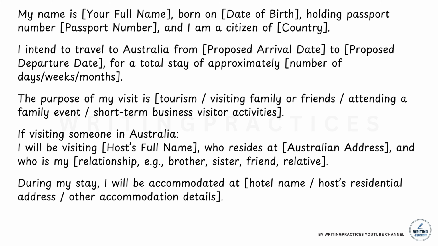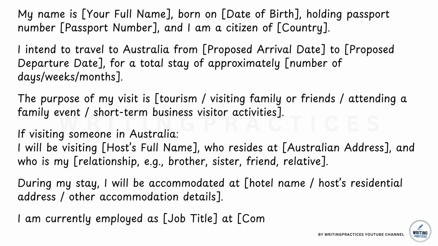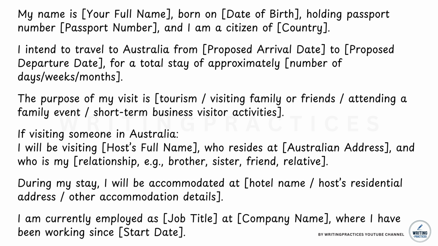It reassures immigration officers that your travel plans are properly organized. The accommodation details should match any supporting reservations or invitation letters. Seventh paragraph, employment information. Provide details about your current employment. Example, I am currently employed as a project manager at Horizon Solutions Limited, where I have been working since March 2020. This section demonstrates professional stability in your home country. It helps immigration officers assess your reasons for returning after your trip. Attach an employment verification letter if available.